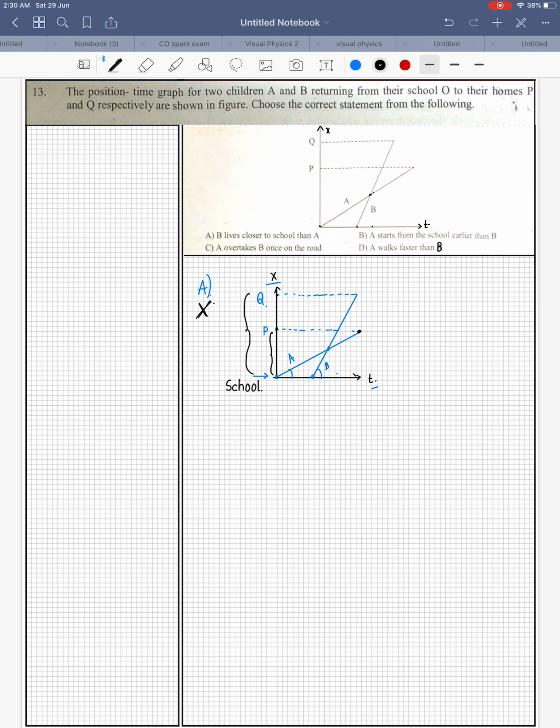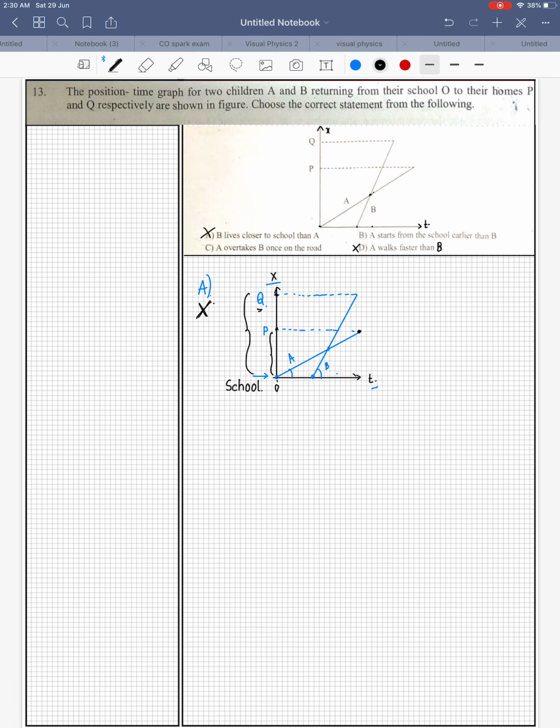Fine, because the displacement of P from the origin, here the school, is lesser in magnitude than the displacement of Q from the origin. So that's how A lives closer to school than B. So option A is not possible. Option D is not possible.